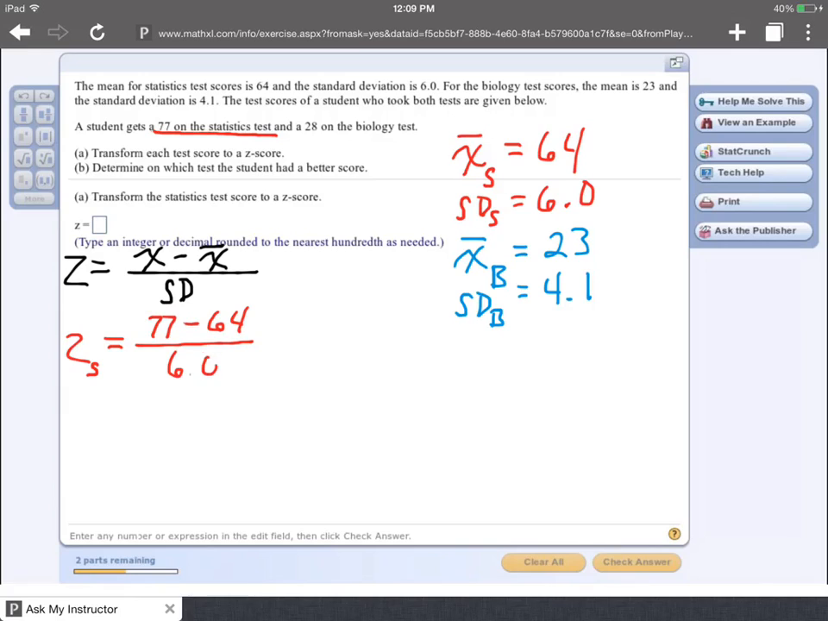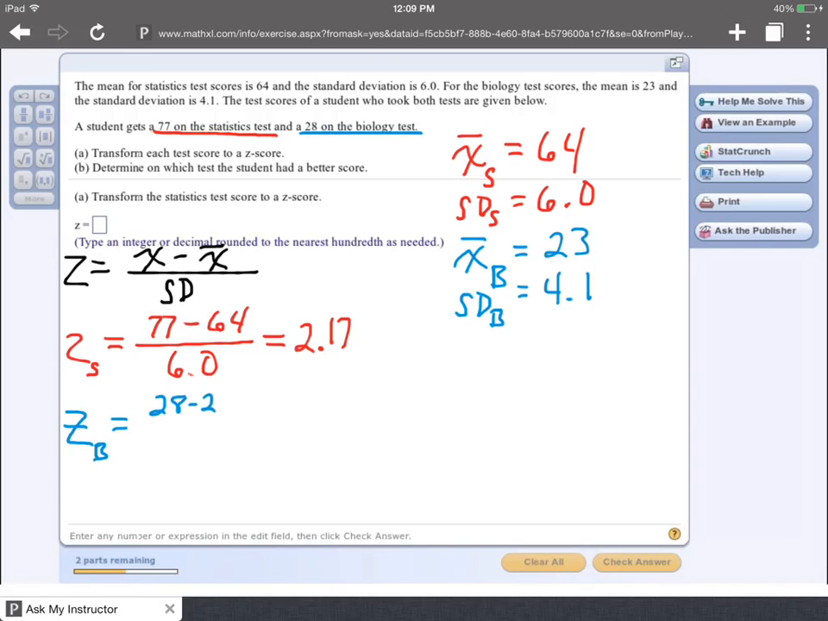So let's find the z-score for the statistics test. That would be 77 minus 64 divided by 6.0. So 77 is the score on the stats test. The 64 is the mean on the statistics test overall. And the 6.0 is the standard deviation for the statistics test. This gives us a z-score of 2.17. You will round to the nearest hundredth for this one.